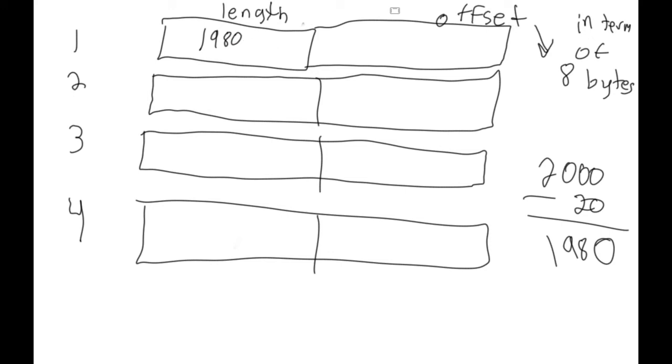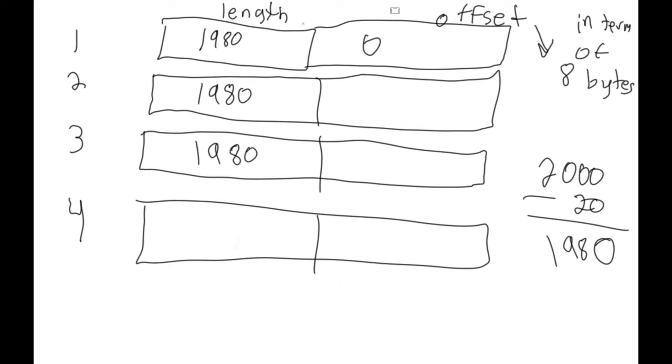But what is my offset? Well, this is the first fragment, so the offset will be 0, because that's where it starts. And then my next length is going to be, the length is just the total size of the data, so it should just be 1980 again, and then 1980 again.